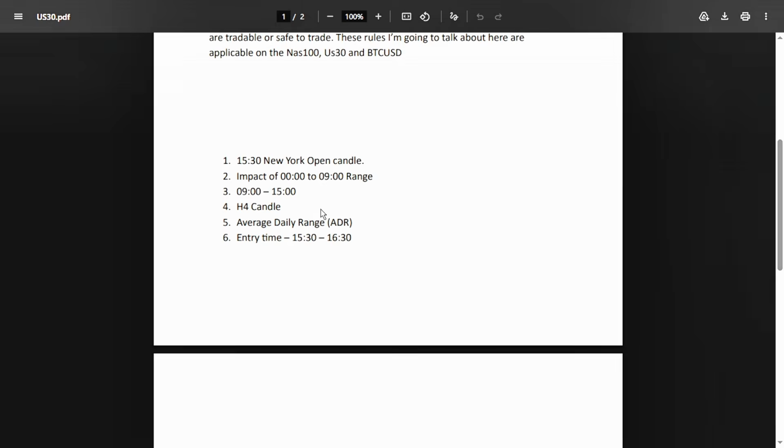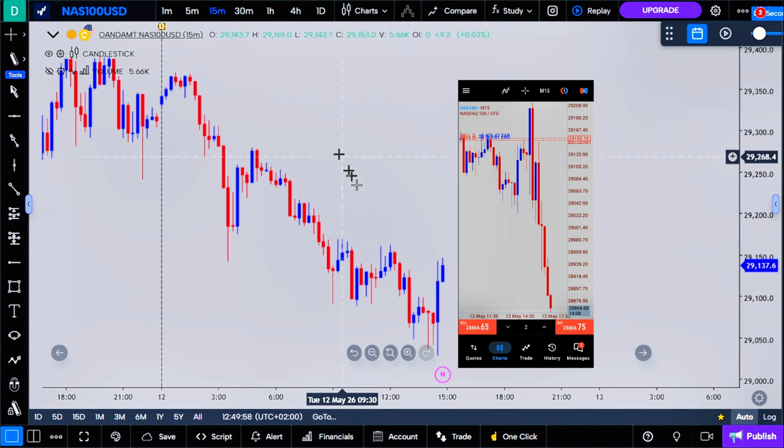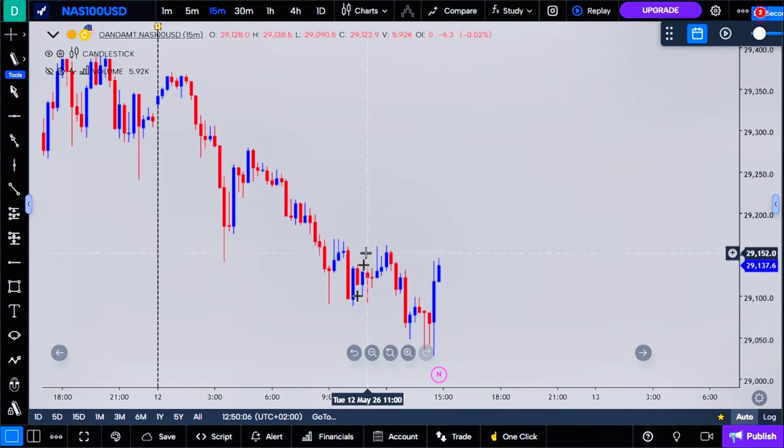Let's apply these rules on the real price charts. Now in our first example here, we've got the NQ, and on this day I was able to find a trade. These rules are only applicable on the Nas100, US30 and BTCUSD. Now let's apply all these rules right here to approach the market.